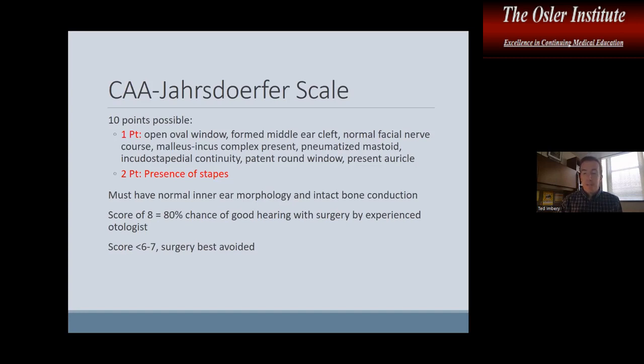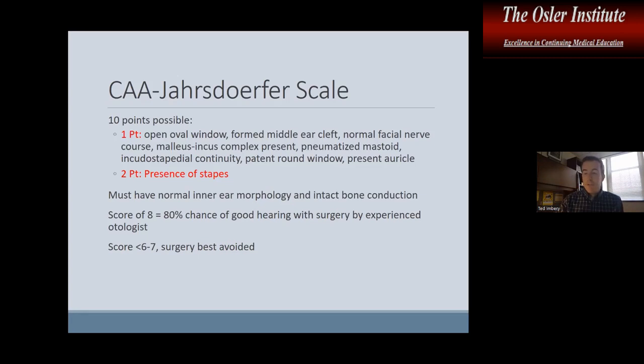So it's 10 points, and it's pretty easy. If you remember a couple of things here, the stapes is the most important. You get 2 points for having a stapes, and then just think about 1 point for everything else remaining. So having an oval window, an aerated middle ear cleft, a normal facial nerve, a present malleus-incus, and then a round window and a present auricle. So again, stapes is most important. All the other things are just 1 point.